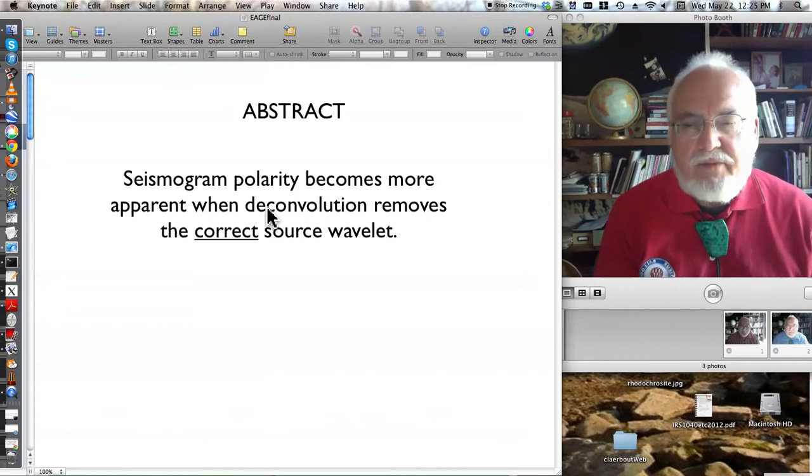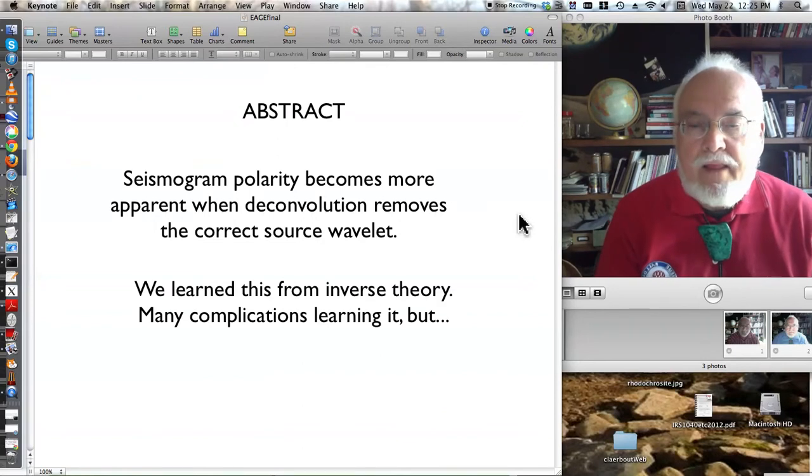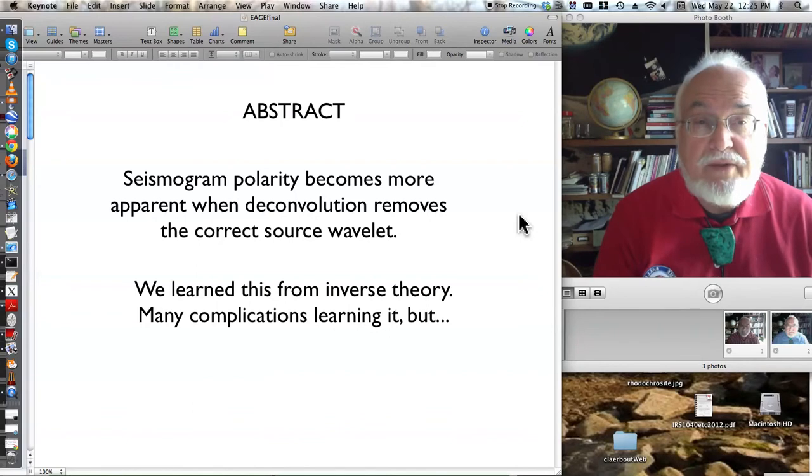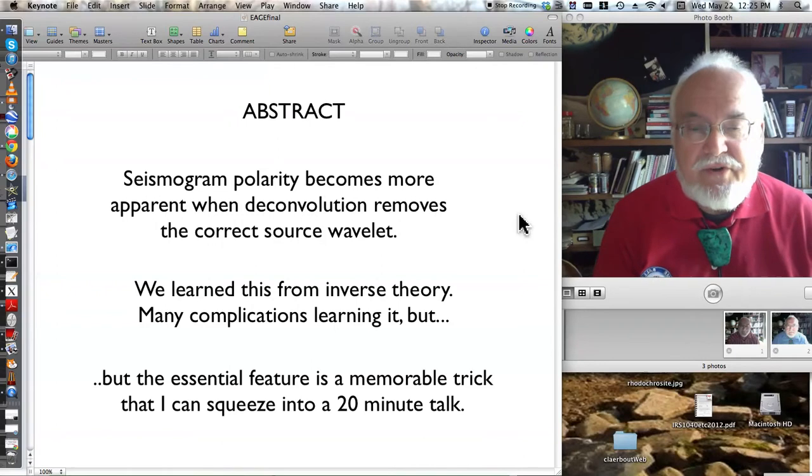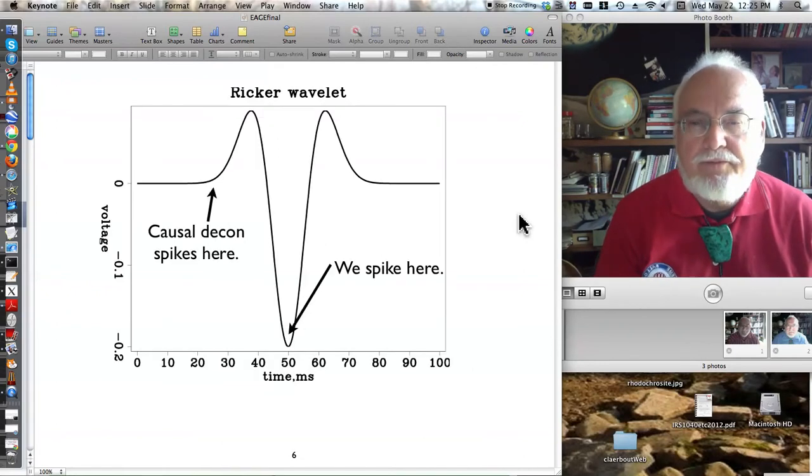Seismogram polarity can become much more apparent when deconvolution removes the correct source wavelet. I learned this from inverse theory. But with inverse theory, there are many complications in learning how to do it all and get it right. The essential feature, though, is a memorable trick that I can squeeze into this 20-minute talk.